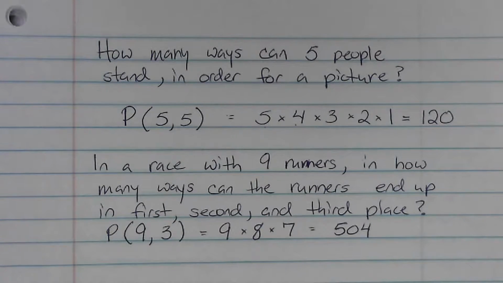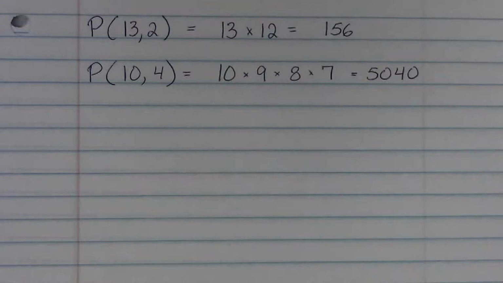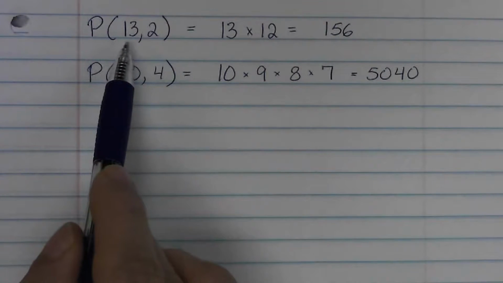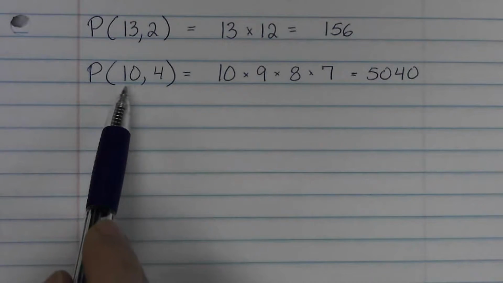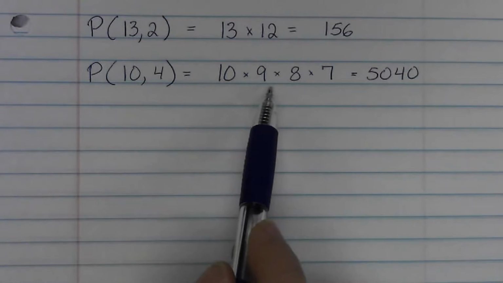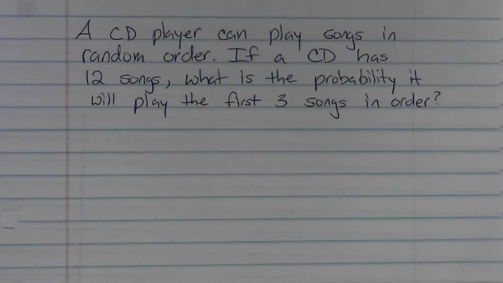Let's take a look at a couple more examples. Here's 2 problems. They're not word problems. You know this is the number you're starting with, and this is how many factors you have. Pause the video, try and do these problems. Press play when you think you have them. Okay, hopefully you set it up like this and hopefully you did well. Here we know we're starting with the number 13 and we have 2 factors, so 13 times 12. Here we're starting with the number 10 and we have 4 factors, so 10 times 9 times 8 times 7, 5,040.